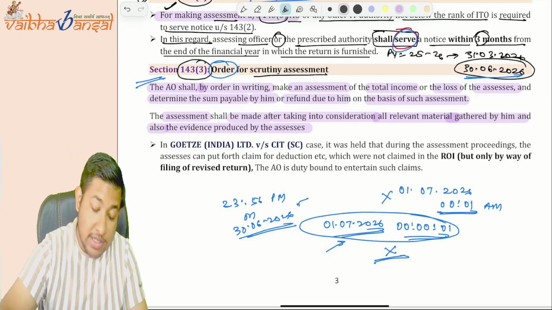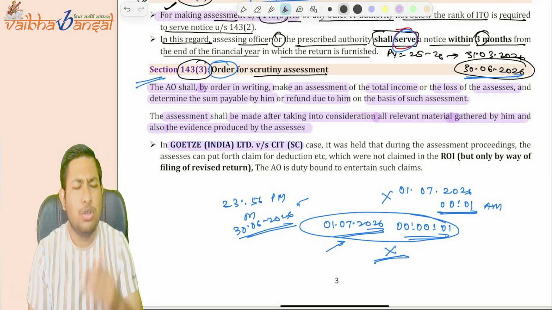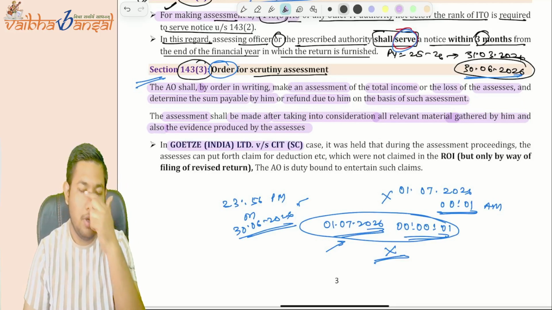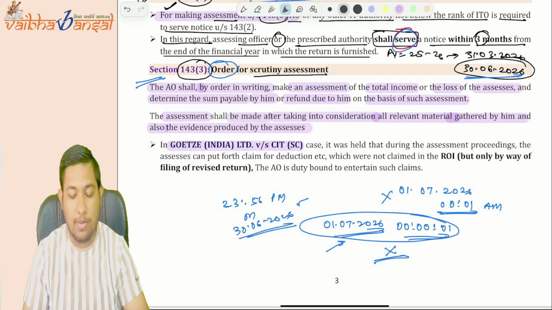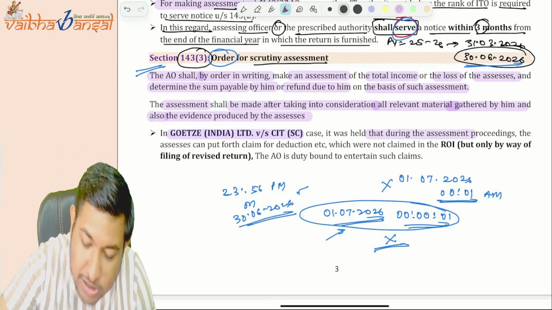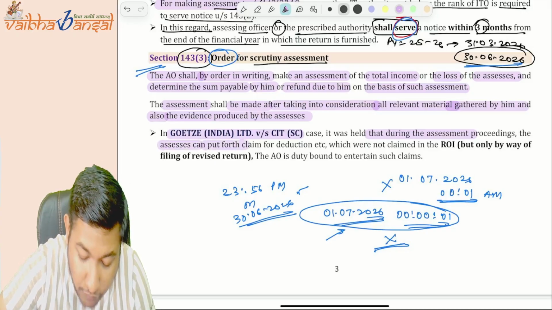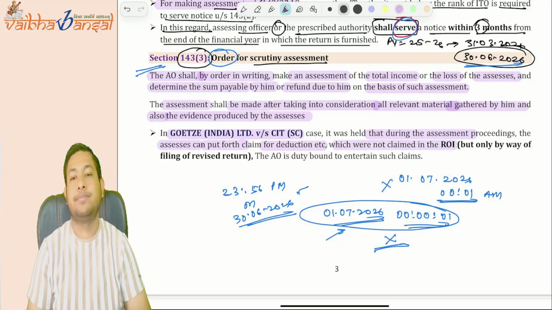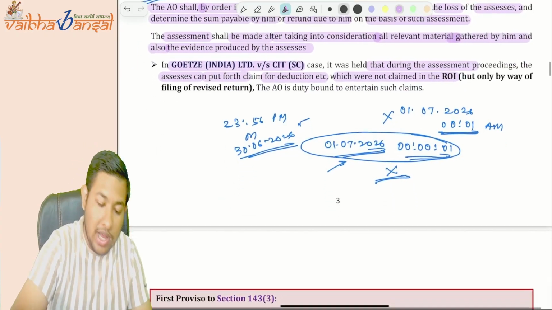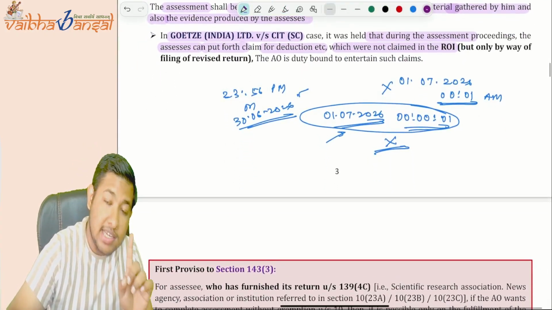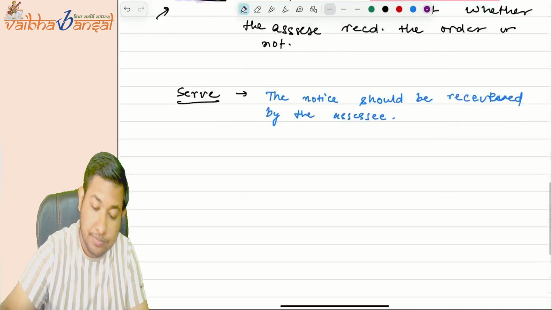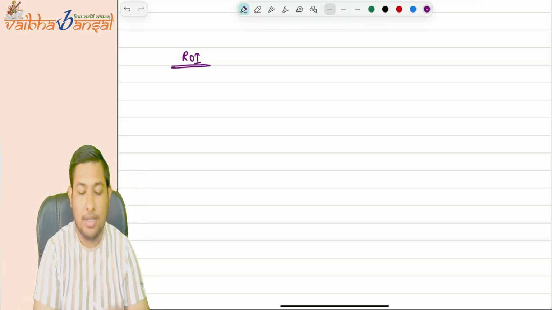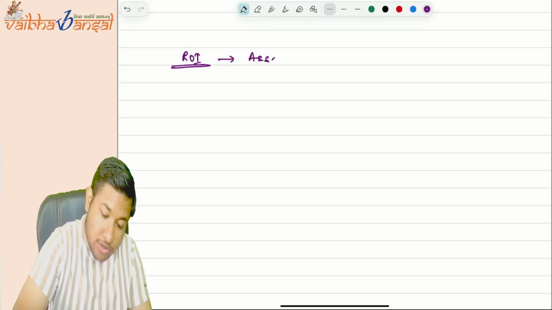Now, this is the case law. You do not need to remember the name of the case law, but you need to remember what the case law says. It was held that during the assessment proceeding, the assessee can put forward a claim of deduction, etc., which was not claimed in the ROI. See, you have filed an ROI. Understand it very carefully. Suppose you have filed an ROI. Correct? Yes. The assessment opens.